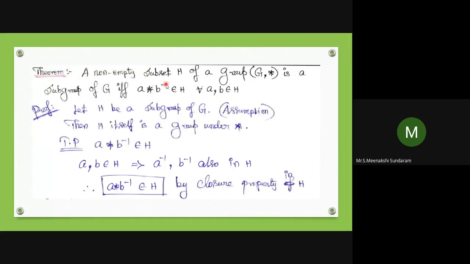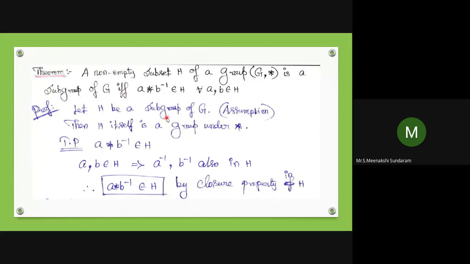If you say A star B inverse is in H, we can say H is a subset of G. If H is a subset of G, it satisfies this condition: A star B inverse belongs to H. So this is a very important theorem. So let H be a subgroup of G; by assumption I can choose this, because we assume one side and must prove the other side true. This is the case of if and only if.